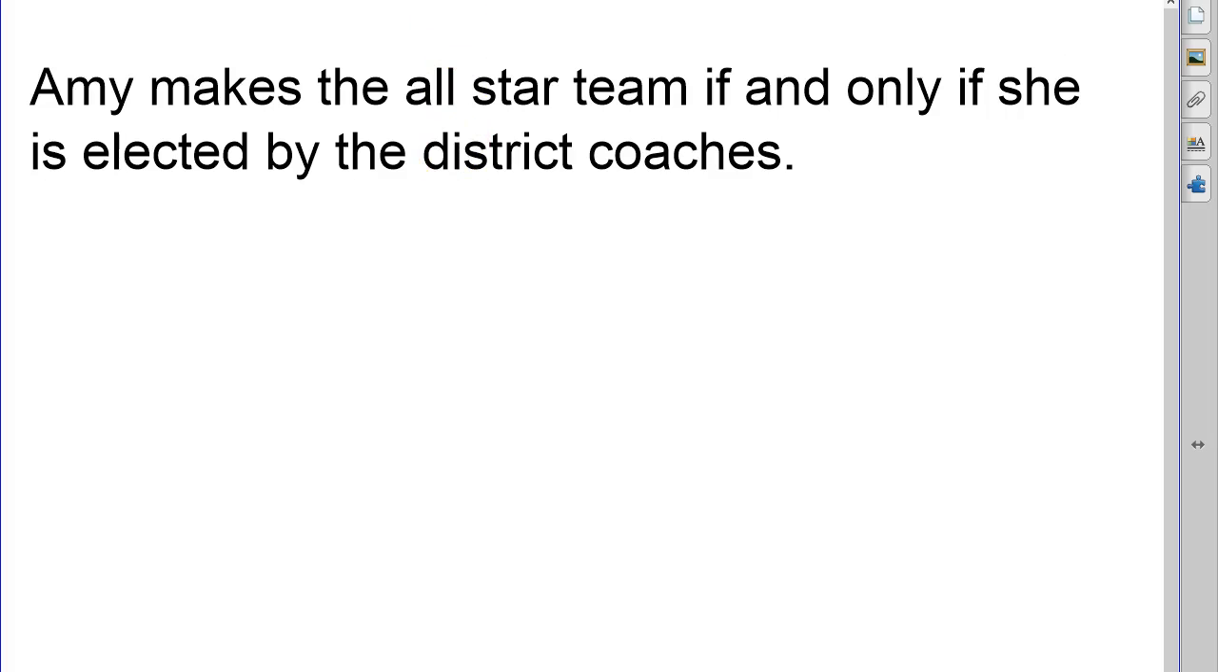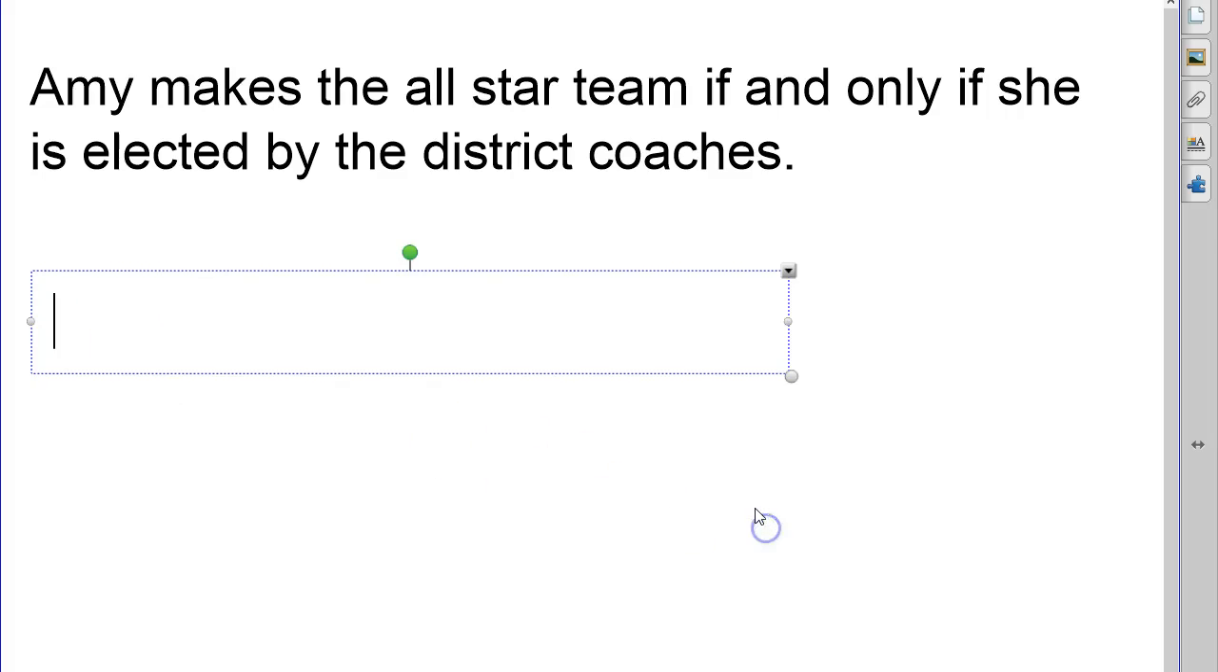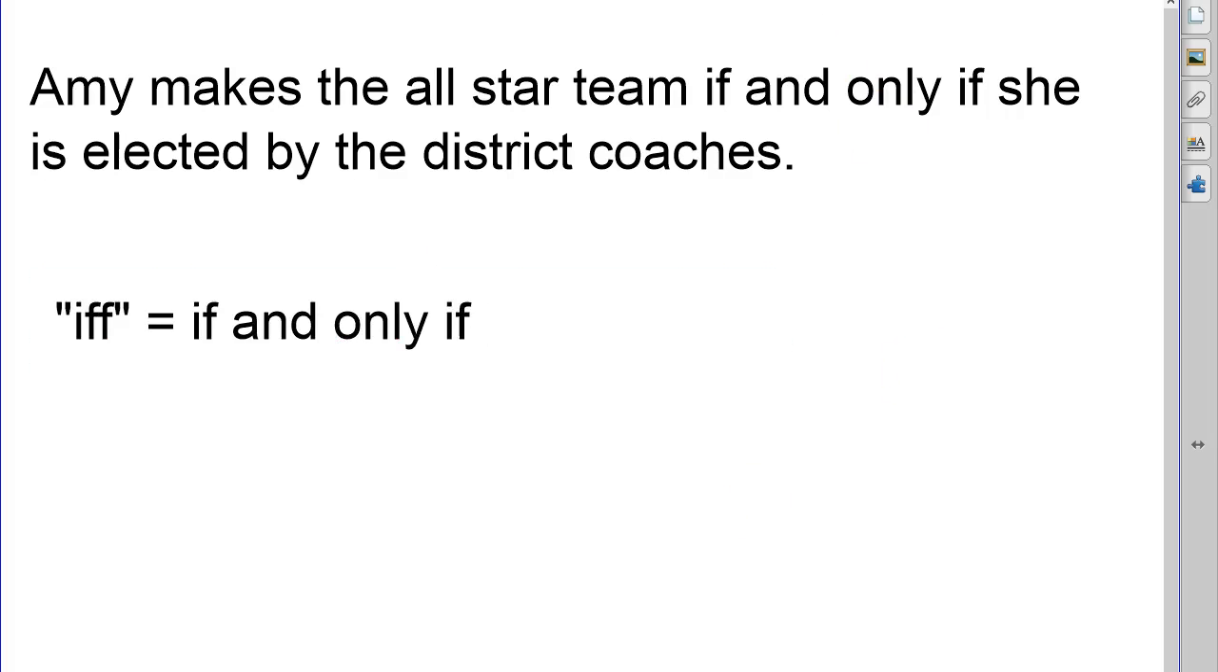A little shorthand notation for math teachers is this. They don't like writing "if and only if" for some reason, so there's IFF, like an "if" with an extra F. That means if and only if. So we'll talk about that, and again, this will pop up in some of our theorems later on.